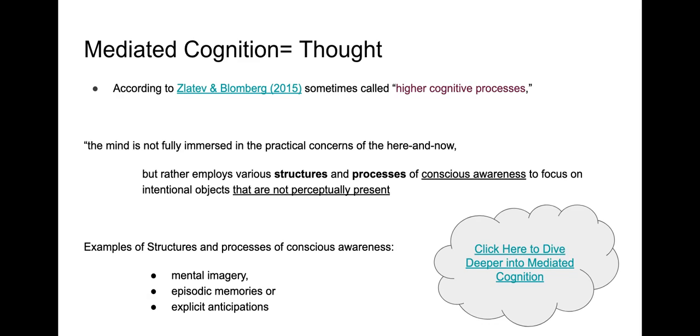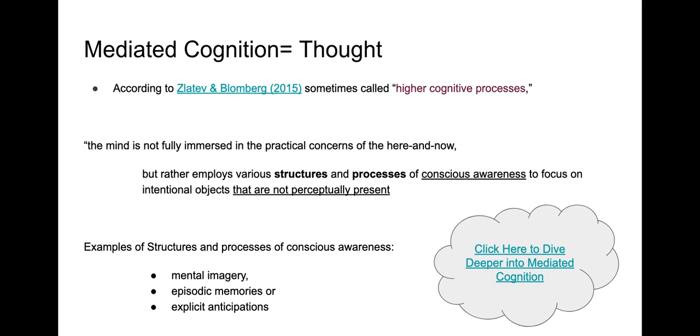Now, when we talk about thought, we're talking about how the mind is not fully immersed in the here and now, but is able to think or use structures and processes. That's thinking of conscious awareness, right? That's thinking to focus on intentional objects that are not perceptually present. So that means that you're able to retain an idea about something that is not with you here and now. That is considered thought, in this example.